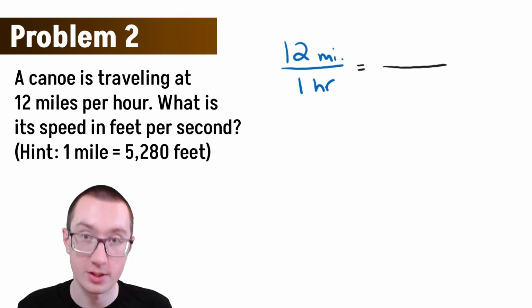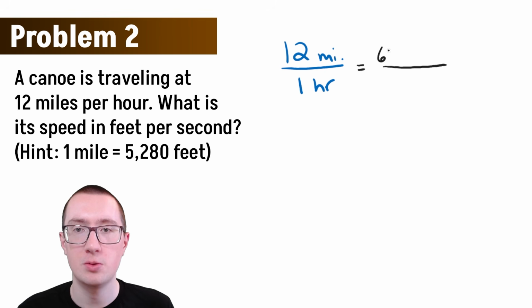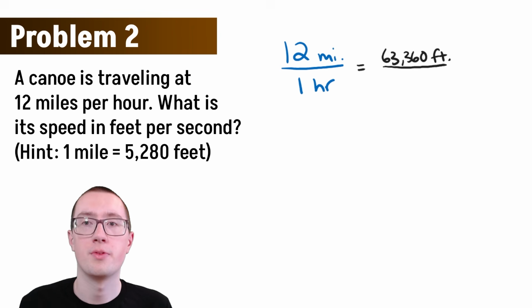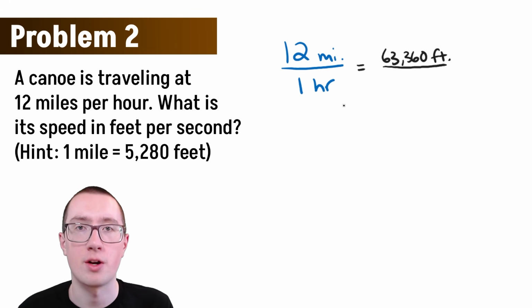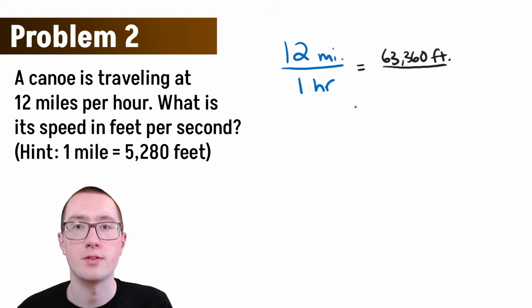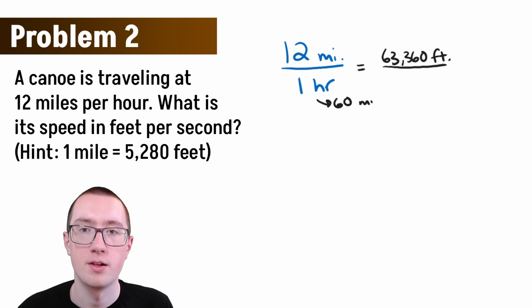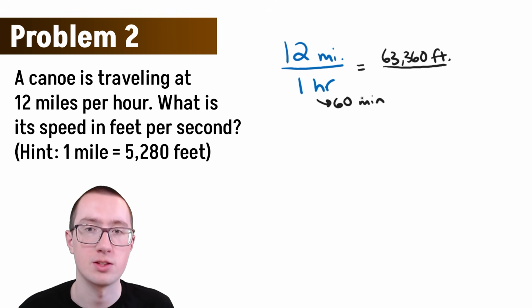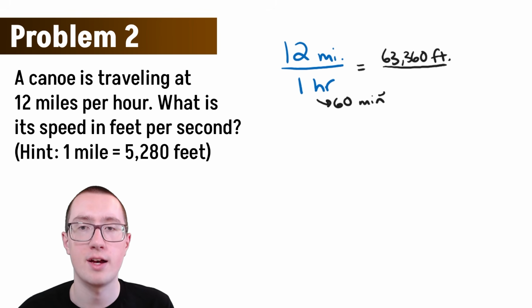And when we do that, we're probably just going to get some giant number. Let's go ahead and see what that is. Okay, looks like we get 63,360. So that's cool and all, but we have to turn the hours into seconds now because it's not feet per hour, it's feet per second. So how many seconds are in an hour? Well, you might not know that off the top of your head, but we know that there are 60 minutes in an hour. So we can turn 1 hour into 60 minutes, and then every minute has 60 seconds. So we can multiply 60 times 60. And that's going to give us 3,600.